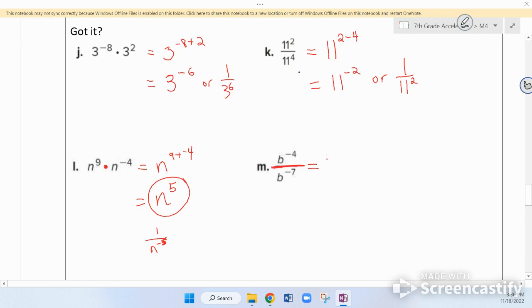Quotient of powers. So we're going to subtract the top exponent minus the bottom exponent. And make sure, right? We're subtracting and there's a negative. So you need both of those right there, subtraction and negative. And that turns it into -4 plus 7. So then we have b to the 3rd.